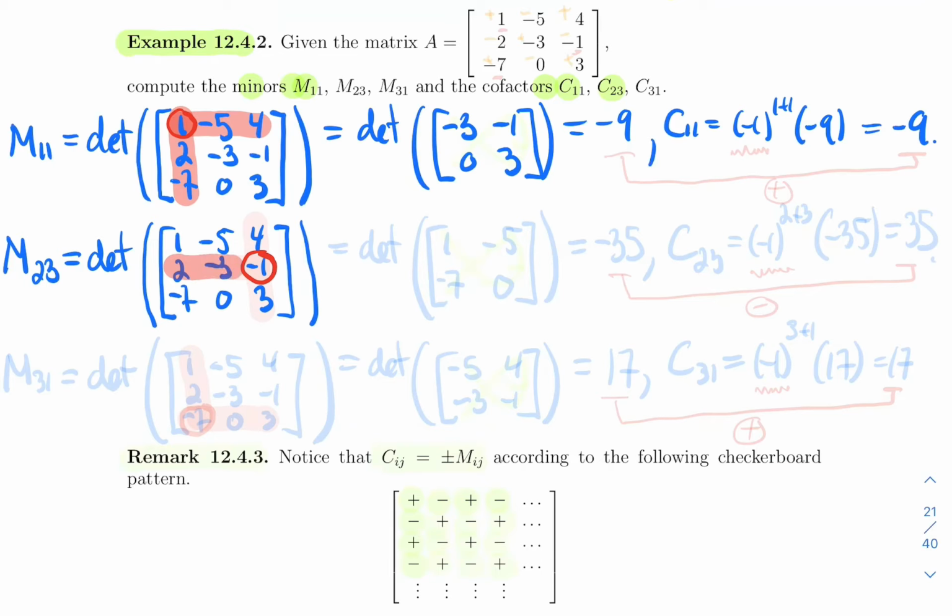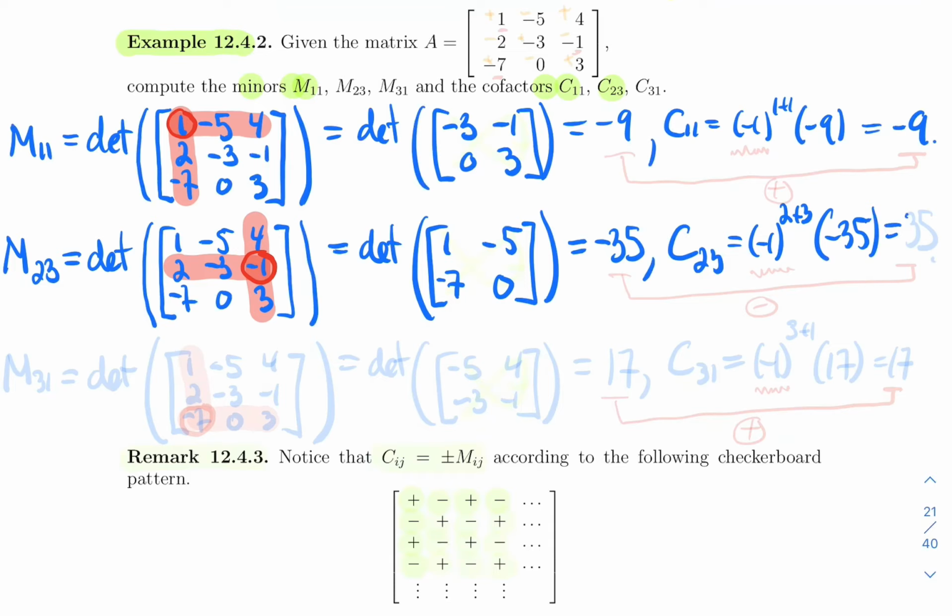I'm going to remove the row where minus 1 is and remove the column where minus 1 is. This will leave behind this 2 by 2 submatrix: 1, minus 5, minus 7, and 0. If you use your fishy product, you're going to get 0 minus 35, so you get minus 35. For the cofactor 2, 3, it's minus 1 to the power 2 plus 3, which is 5. Minus 1 to the power 5 is minus 1, times minus 35. You're going to get 35.